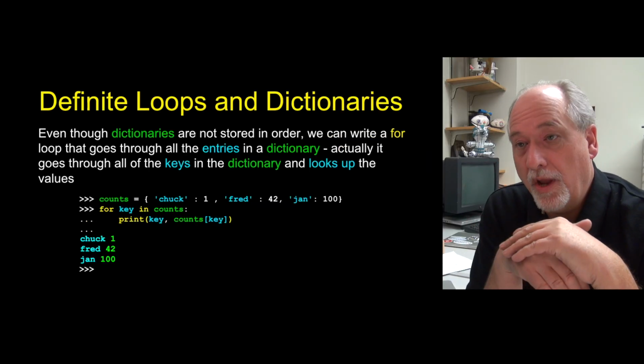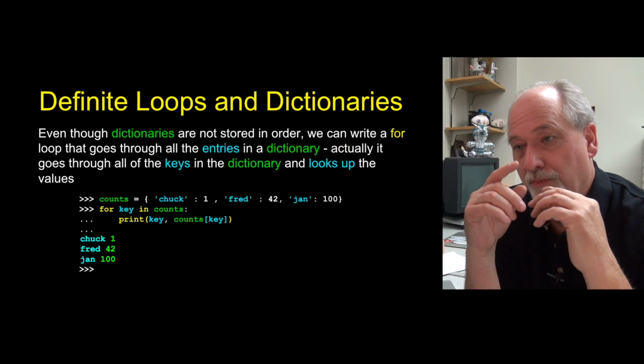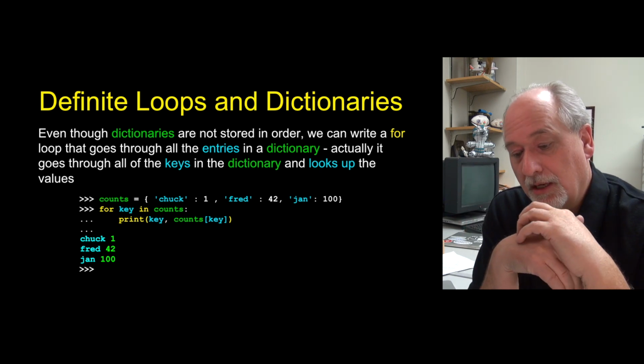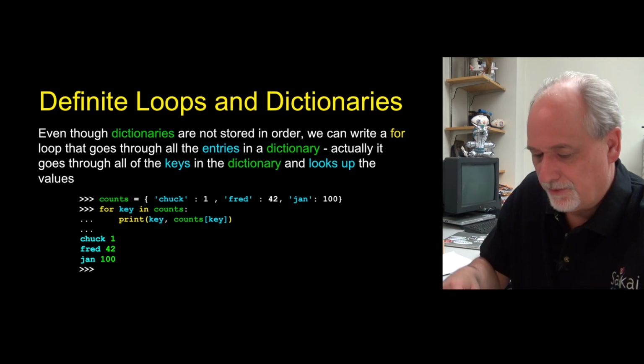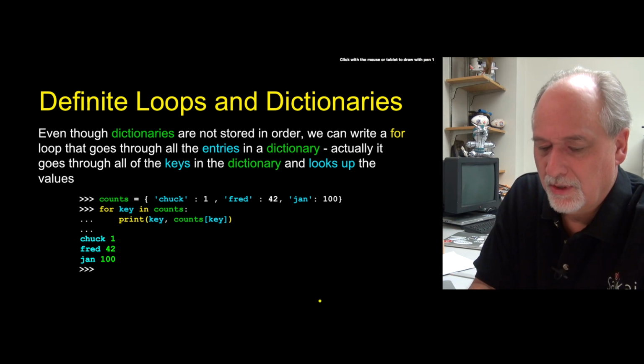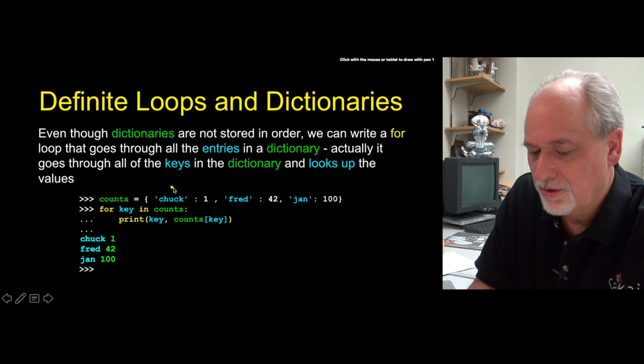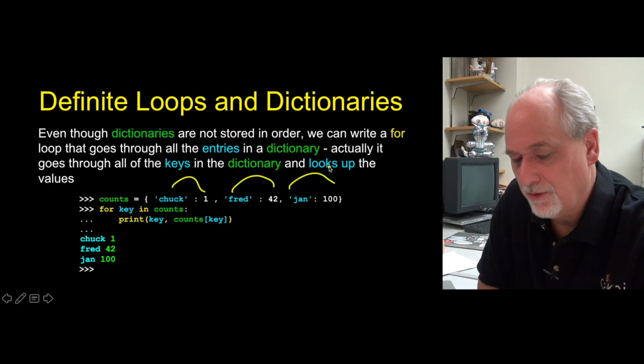So now we're going to look at ways that you can loop through dictionaries. We just produced a loop that can build a dictionary, but now we're going to look at a dictionary. And so we'll start with a very, very simple example, and then we'll work to a slightly more complex example. So here's a dictionary, just the constant. Chuck is 1, Fred's 42, and Jan's 100.